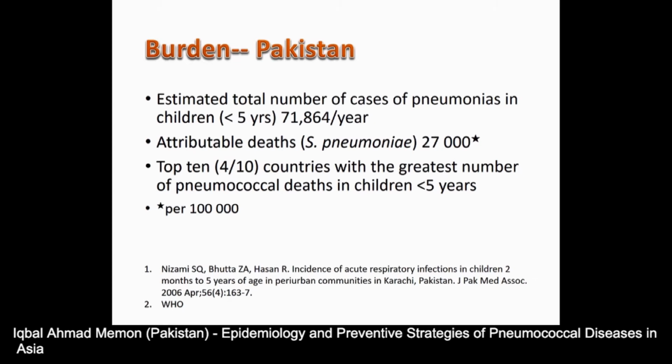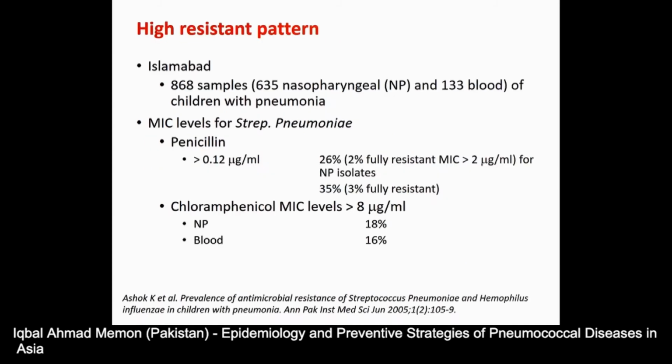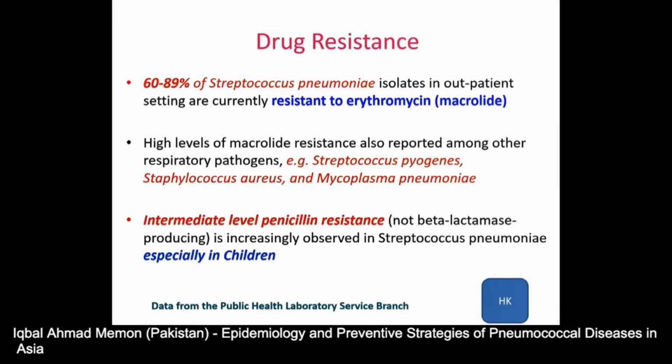This was a study from Professor Bhutta and Nizami in Karachi, Pakistan, and they attributed deaths due to strep pneumonia being 27,000 per year, and then the debility and disasters that occur with meningitis or IPD as a consequence. Another study from Pakistan also reflects that resistance is growing and gaining momentum.